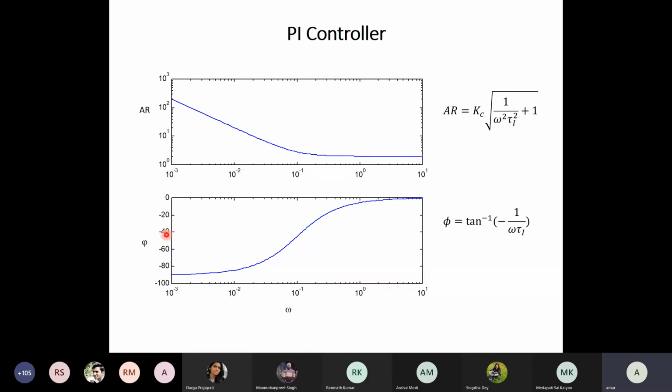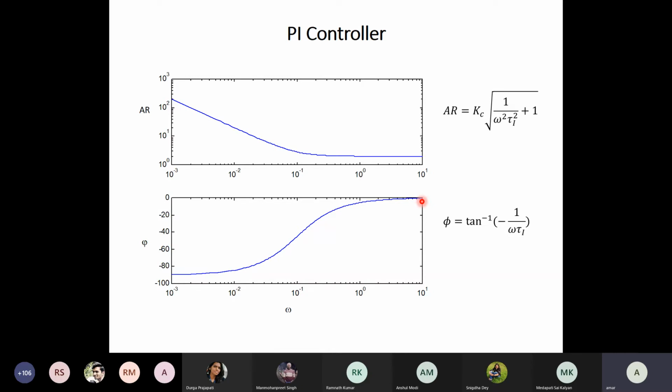Similarly, in the phase difference, for a first order system, it starts with 0 and then goes to minus 90. Whereas in this case, it starts with minus 90 and goes towards 0. So it's basically complementary to a first order system. The PI controller is complementary to, or the inverse of, a first order system. This you can easily visualize.